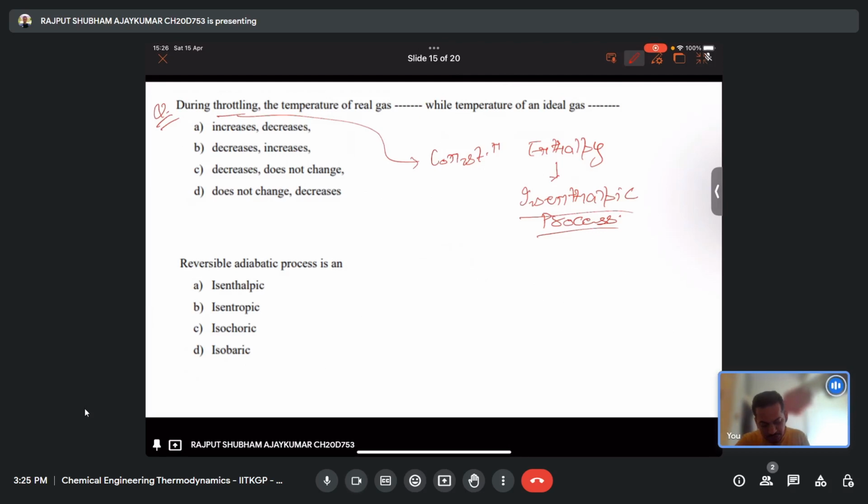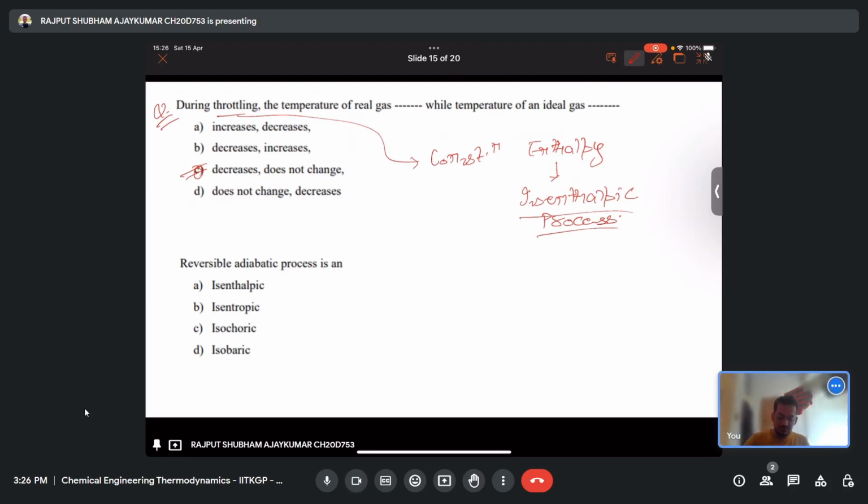So during the throttling process, the temperature of a real gas. Now we are talking about the real gas, not the ideal gas. During the throttling process, the temperature of a real gas decreases and that of an ideal gas does not change. So the correct answer is C. Why? Because during the throttling process, the pressure reduction causes cooling of the real gas, but does not change the temperature of an ideal gas. So this is the main reason.